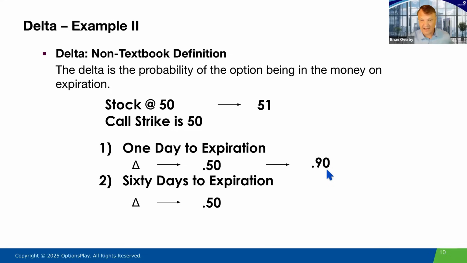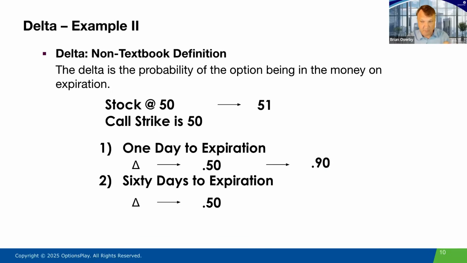So if you think about the non-textbook definition of delta, this answer is fairly obvious. Stock is 50, strike is 50. We go from 50 to 51. The stock goes up by 50 cents, and the next point movement, now it's moving the whole way. So once again, remember, it's going to go up a little bit more than 50 cents because it's dynamic. It's going to go up a little bit when it goes up 25 cents. When it goes up 50 cents, it's going to grow. But in this instance, the delta jumps from 50 to 90.